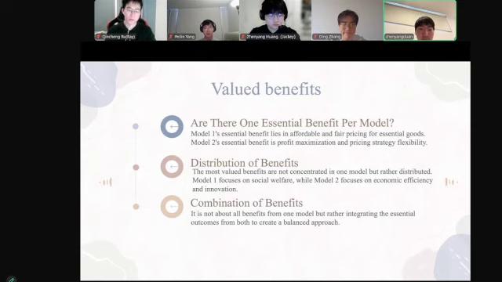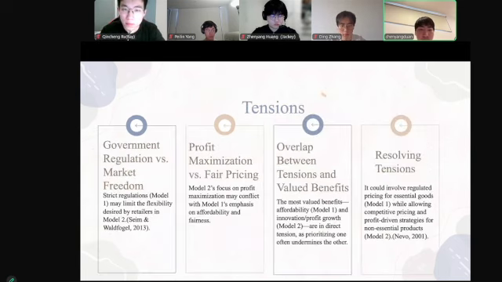The second question is distribution of benefits. The most valued benefits are not concentrated in one model, but rather distributed. Model 1 focuses on social welfare, while Model 2 focuses on economic efficiency and innovation. The third question is the combination of benefits. It is not about taking all benefits from one model, but rather integrating the essential outcomes from both to create a balanced approach. And the fourth part is the tensions.